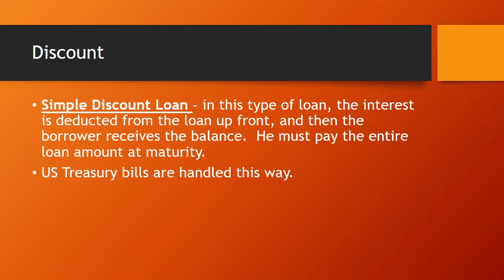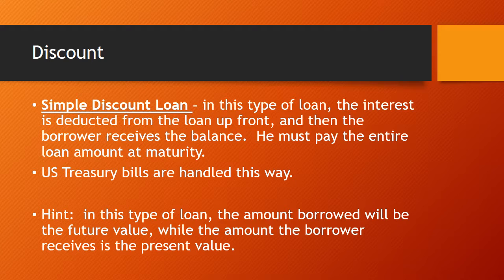U.S. Treasury bills are handled this way. They have a face value, but you pay less than that. The interest is deducted up front, so when you buy them, you're paying less than what they actually say on the front, and less than what you will be receiving when they mature. In this type of loan, the amount borrowed is the future value. The amount the borrower receives is the present value.